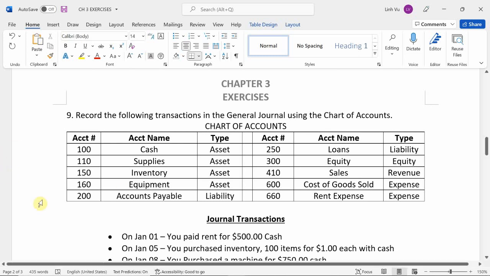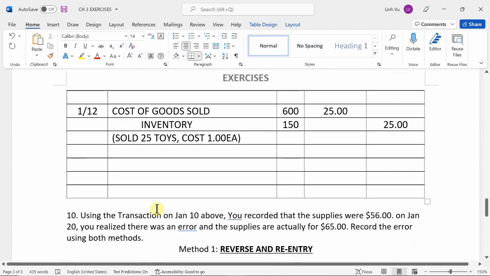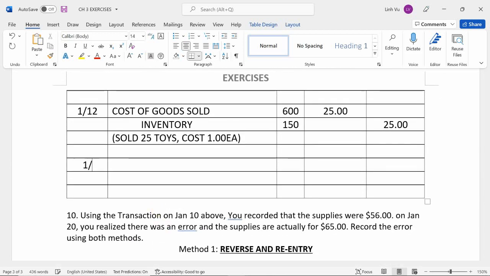You got a loan for $250 and you got cash for $100, or account numbers. Okay. So in this case, it is January 15. We increased our cash and we increased our loans. Okay.